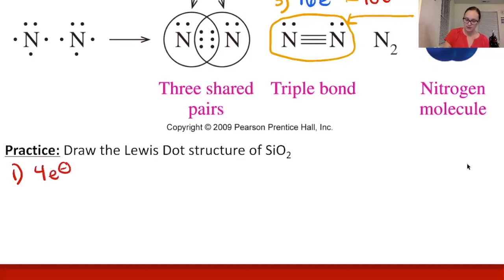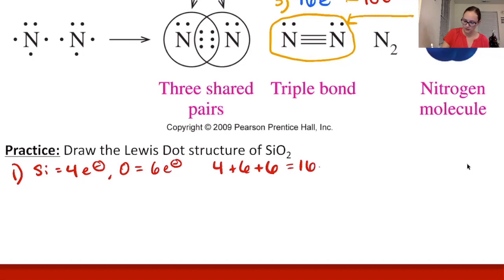If you look at the periodic table for silicon, let's write that a little differently. Si equals 4. And then oxygen is 6 valence electrons. So in total we have 4 plus 6 plus 6, which is 16 electrons for our valence electrons. Let's write that out fully.